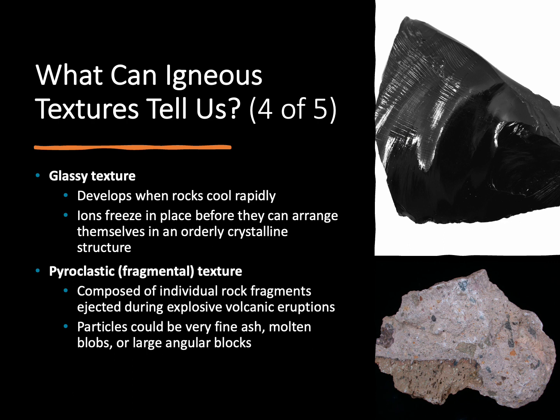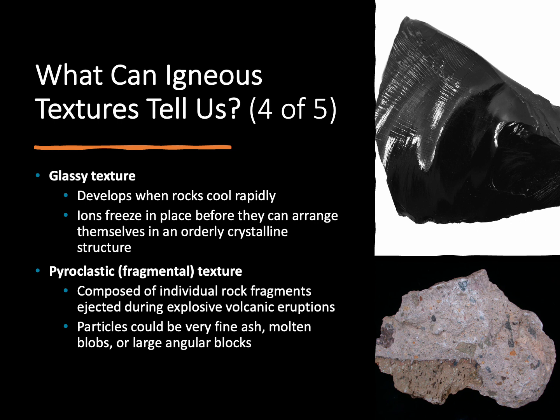Our final 2 igneous textures are glassy and pyroclastic. With a glassy texture, this is the igneous rock that forms instantaneously. So thinking about super hot lava dripping directly into cold ocean water. It's basically going to shock that lava into becoming a solid. It's going to literally from one instant to the next go from a liquid lava to a solid rock.